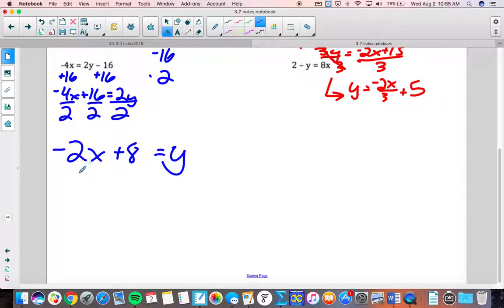Now, let's put what we isolated on the left. So y equals negative 2x plus 8. Boom.